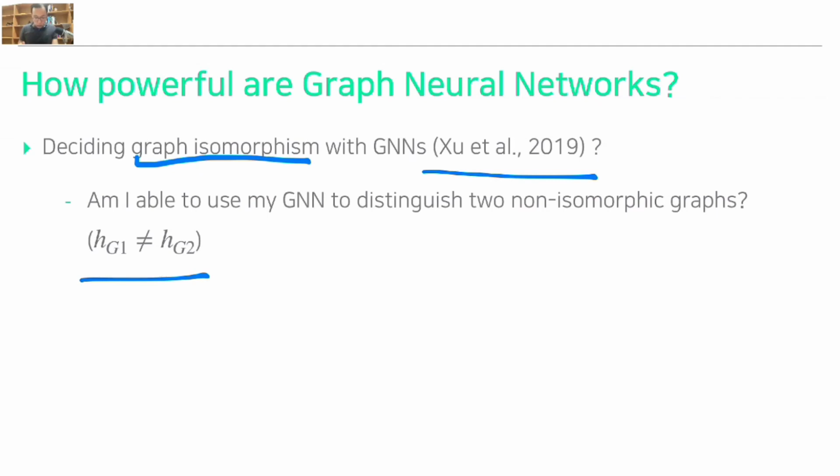GNN is capable of many downstream tasks, right? Node classification, link prediction, and others. And we may use the GNN for the isomorphism test. When it is able to do this, the capability, the expressive power, could be used for node classification and link prediction. They are deeply related.